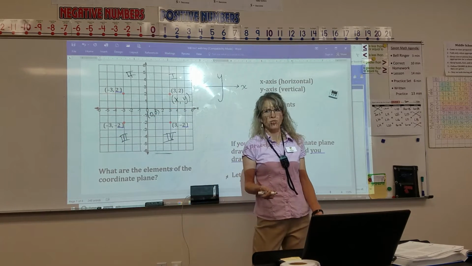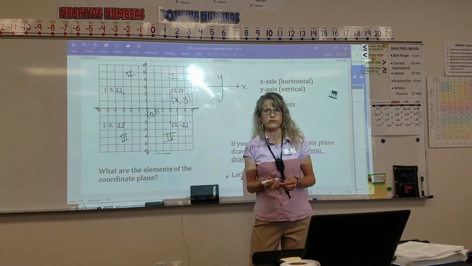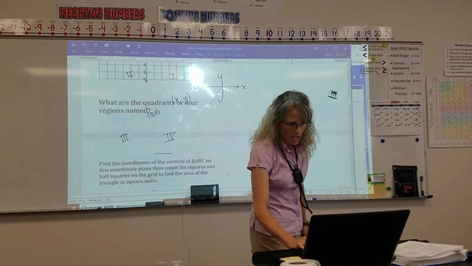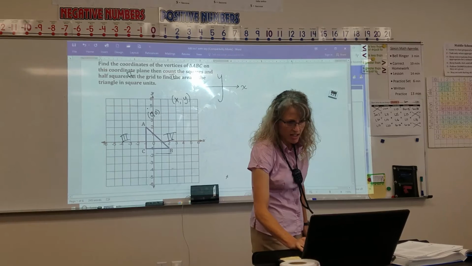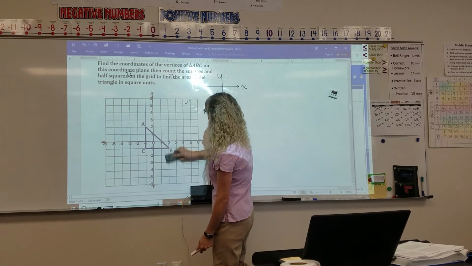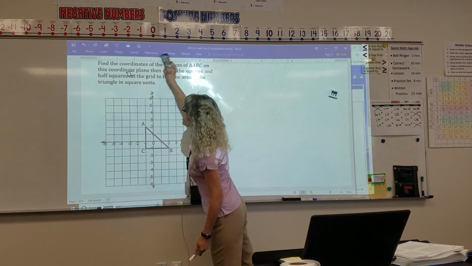Give me a thumbs up if you already knew most of that stuff. So this is very much review. Let's go fast then. We talked about quadrants. Okay, let's find the coordinates of this triangle and find the area of the triangle.